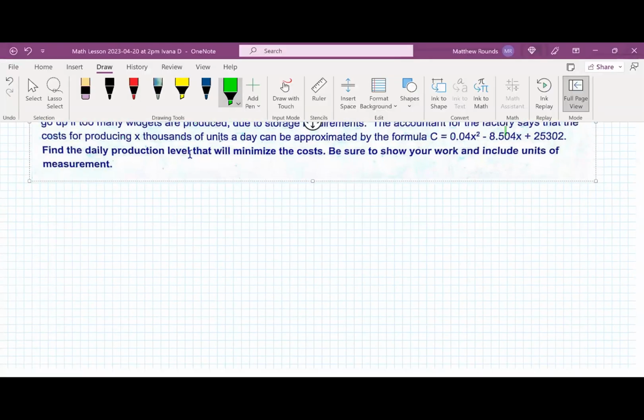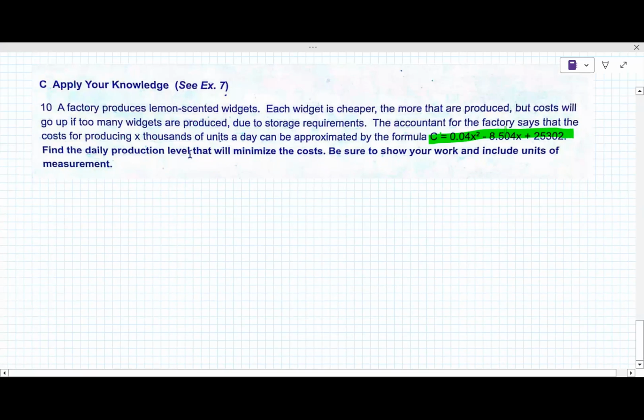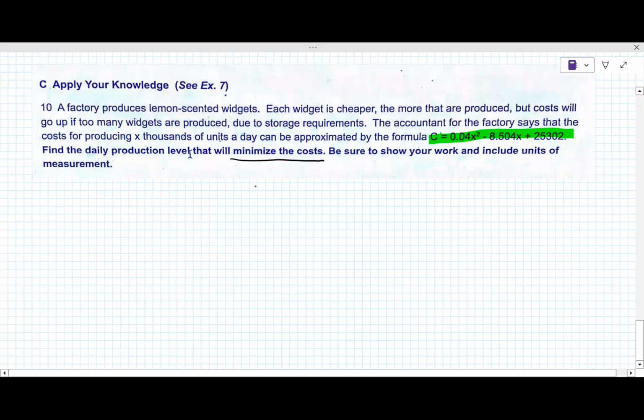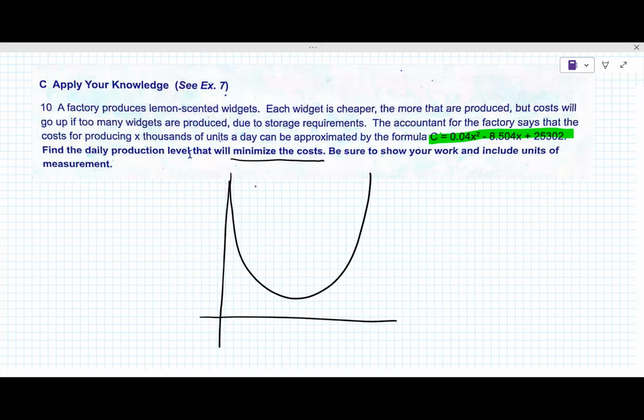All right, so I know there's a lot of words here, but we want to look at this equation right here, okay? We're interested in minimizing the cost. So this graphically looks like this. There's a point right there that minimizes the cost. Do you remember what this point is also called in a quadratic? No, I don't. The vertex refers to either the min or the max. So we're looking for the vertex.